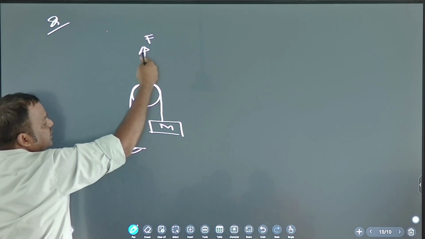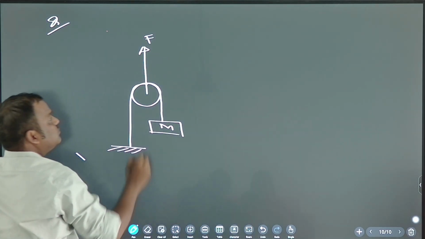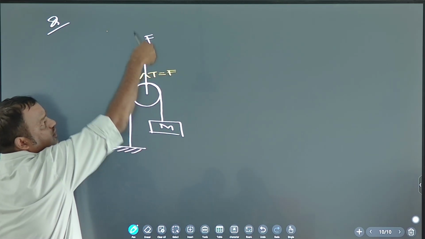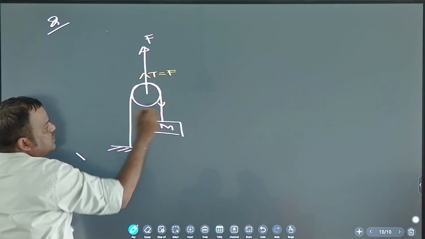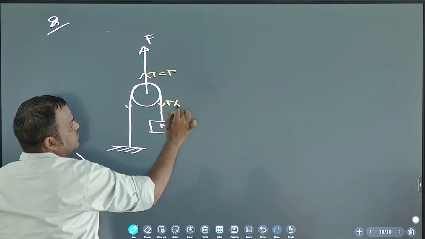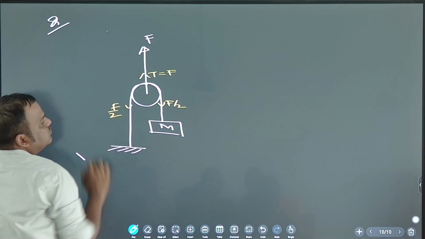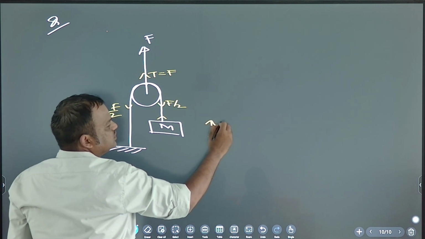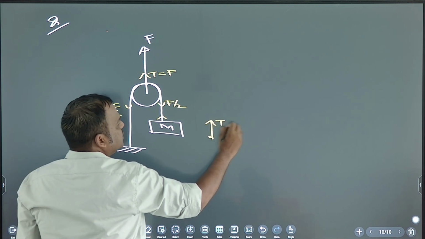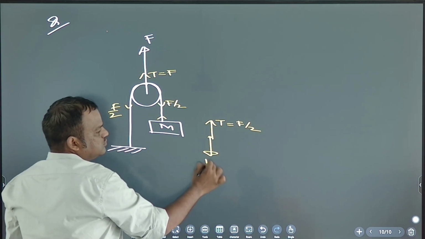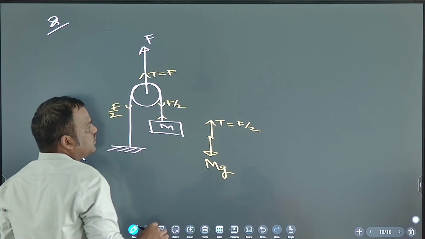So what is the tension in this string? F. So tension in this string is F. What is the tension in this portion of the string? T by 2, so F by 2. So for this block, what is the upward force? Tension, and tension is F by 2. Downward force? mg. Correct or not?